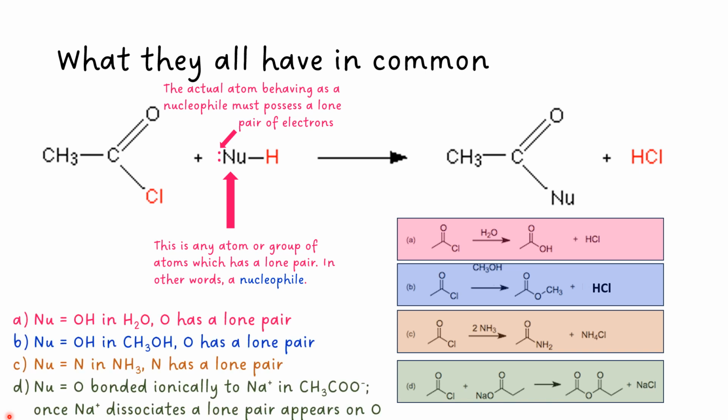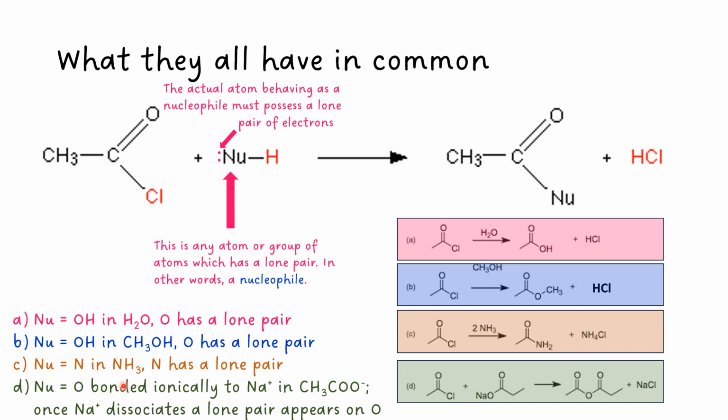So in each case, Nu will be a slightly different atom. So O bonded to H in H2O, the oxygen has a lone pair. That's what's going on here. In the blue example, O bonded to H but attached to a CH3, the oxygen still has a lone pair, so this is going to be methanol. So this is the blue example here.